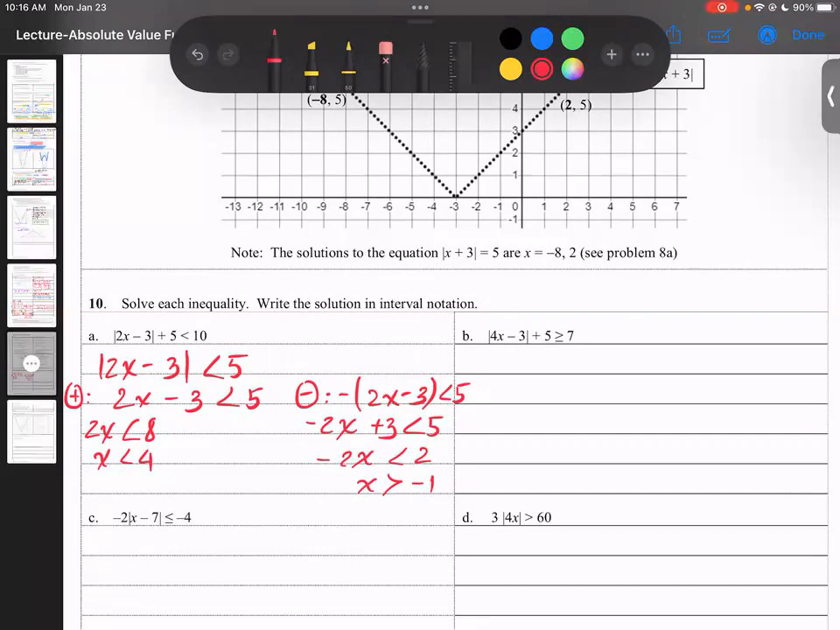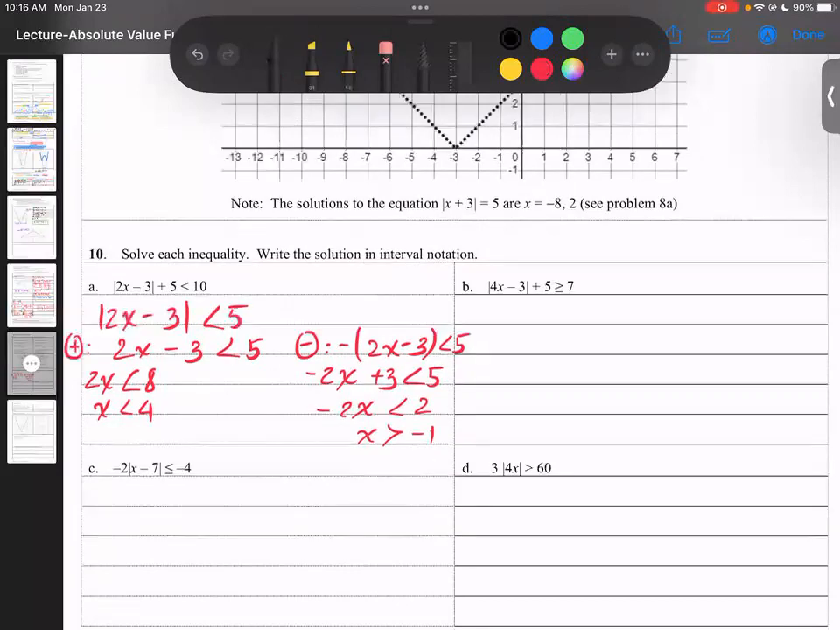We're not done here. We have to write the solution in interval notation. My suggestion to you is draw it out. If you're good, you can imagine things in your head. Go ahead. But for me, I usually draw it out. I make mistakes often. So I have negative 1 here. I have 4 here. Care about the scale as long as I put the smaller number first and then the bigger number later.